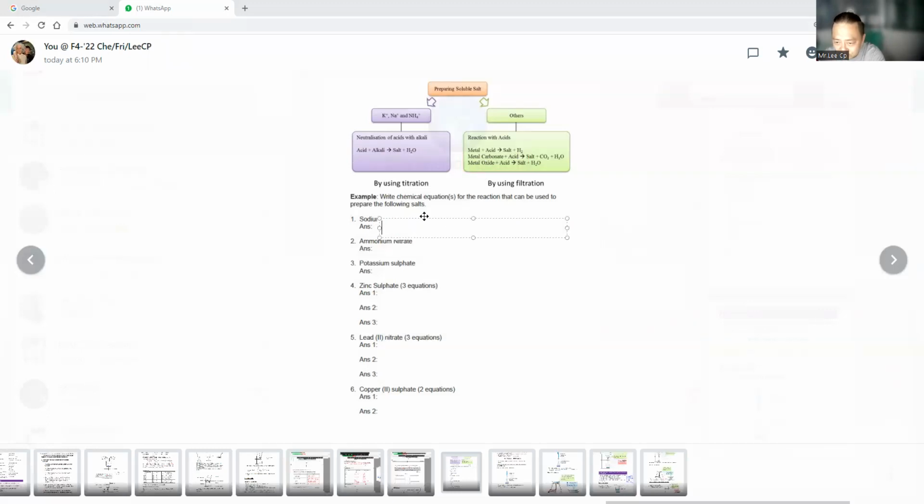Sodium. Correct. We want the answer to be NaCl, sodium chloride, plus this is salt and H2O. I want this one, because if not, later I cannot choose the four ways. That way also can, but it is not inside what we want to discuss right now. Okay, you understand what I'm saying here? So here, what gives you H2O?